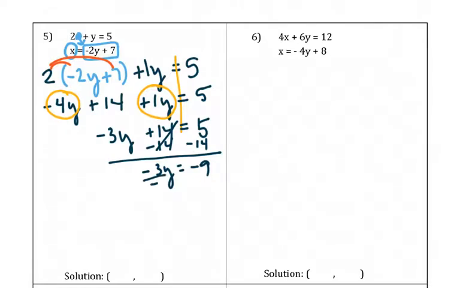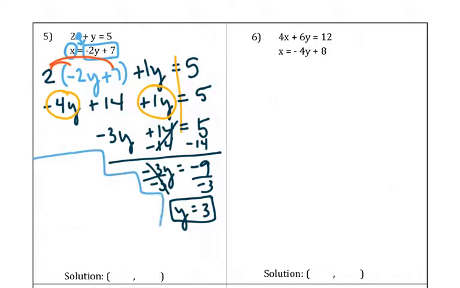Now we get y by itself by dividing by negative 3. Negative 9 divided by negative 3 is positive 3. So in this one, it says that y is positive 3. The letter that stayed here was y. So y is 3 means I'm going to put a 3 in the y spot of the ordered pair.